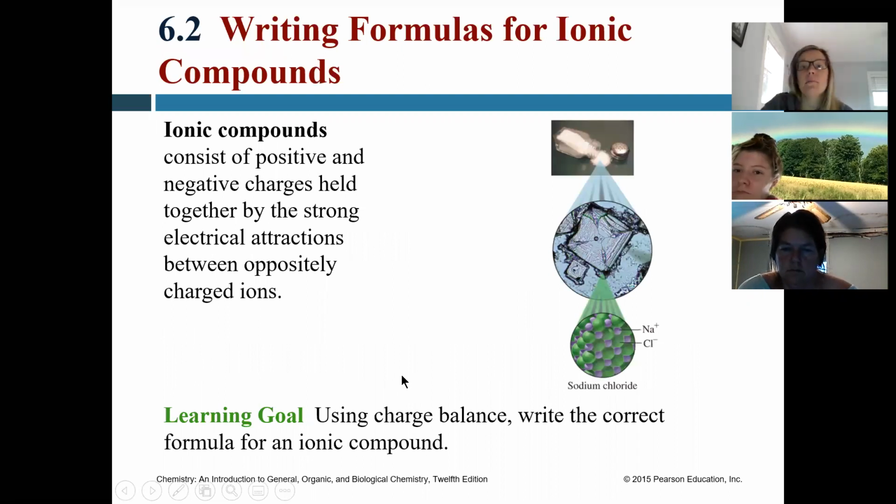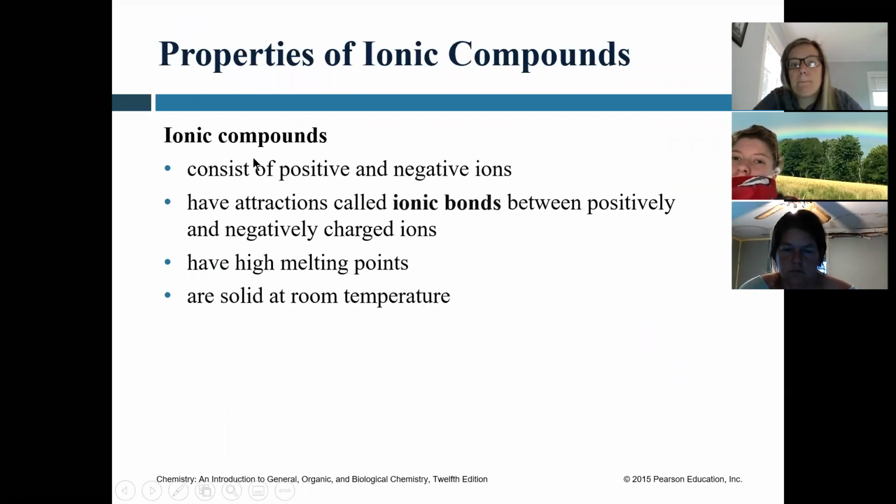So let's talk about how you get to writing a formula for an ionic compound. So why is sodium NaCl and not like Na2Cl5? Why is it a 1-to-1? Well, ionic compounds consist of a positive and a negatively charged thing that are held together by this electrical attraction. Those charges need to equal each other. So the positive ion has to be equal and opposite in magnitude to whatever the negative ion charge is.